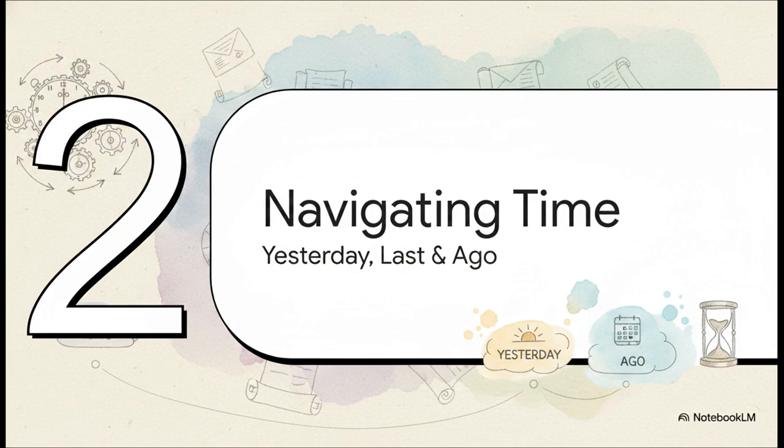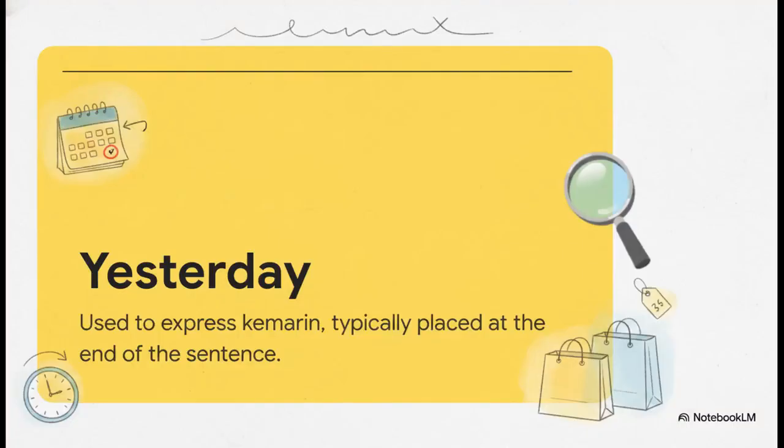Section 2. Navigating time. Yesterday, last, and ago. Let's start off with the most instant, easy option, yesterday. The rule for this one is incredibly simple. You just stick it right at the end of your sentence. For example, you'd say, I studied yesterday, or in our shoe shopping context, I bought it yesterday. If your shopping trip literally just happened the day before, this is definitely your go-to word.